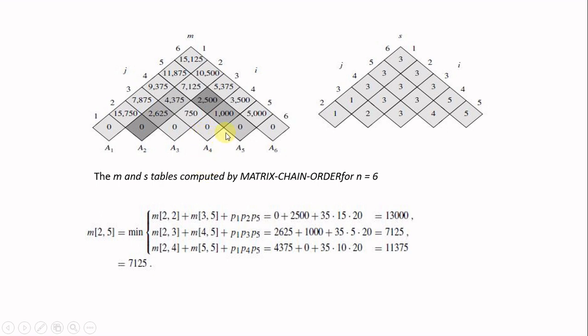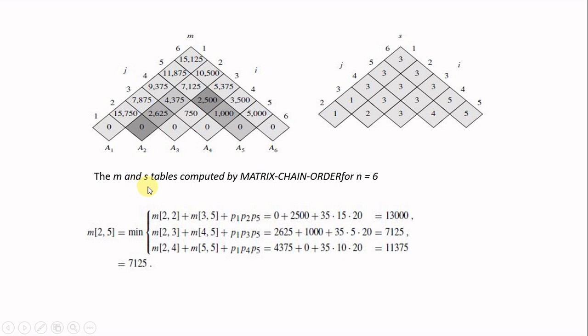And when k is equal, what value can k take? K can take any value from i to j minus 1, but i is equal to 1 and j is equal to 2. So k can only take 1. So we are considering k as 1. So what is the value? Only one value is there, so that will be the minimum.